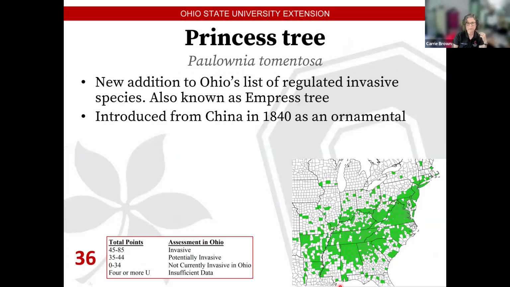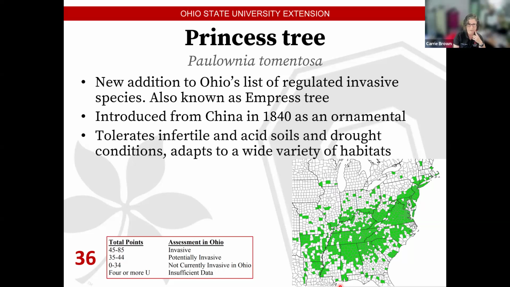Princess tree. So this is another species that is on Ohio's regulated invasive species list. But I think that it can commonly, especially from afar, be confused with catalpa. So catalpa is also a kind of weedy tree species. It's not regulated, whereas princess tree is. Another common name for princess tree is empress tree. It was introduced from China in the 1840s as an ornamental.